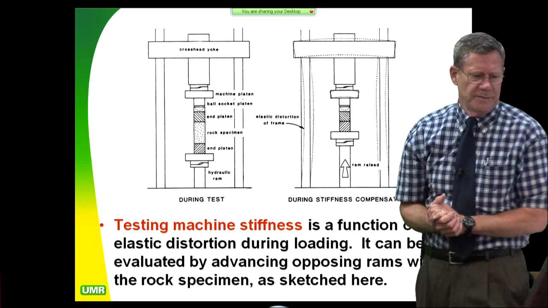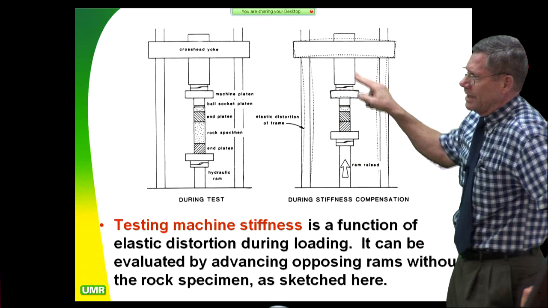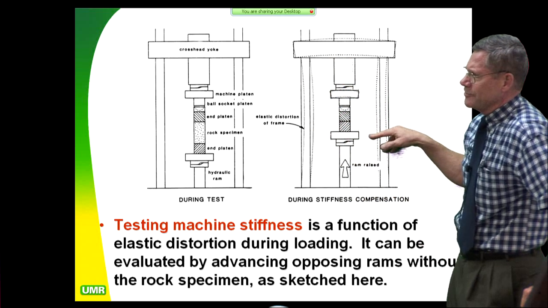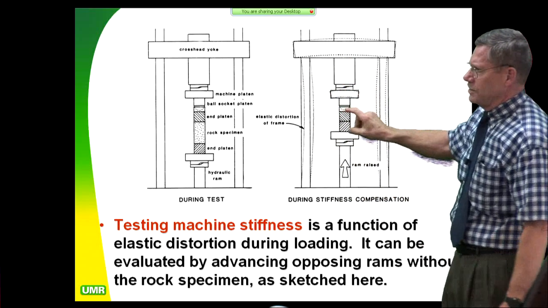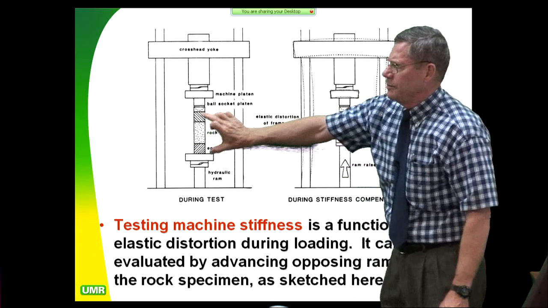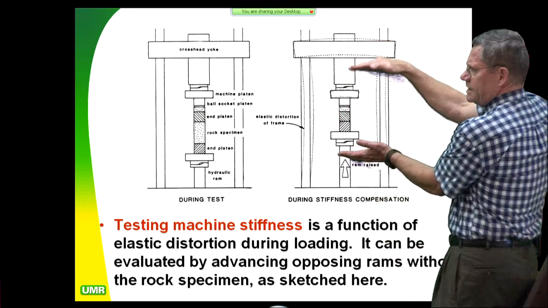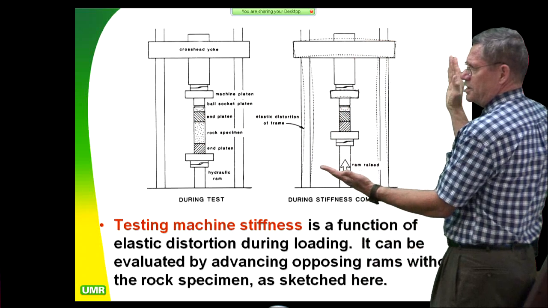So what I ended up doing was having to test the machine and get the machine stiffness first. Now, what you do is you take the sample out of the machine, bring the steel end platens together, and now you crank this thing down on itself to test the machine stiffness.